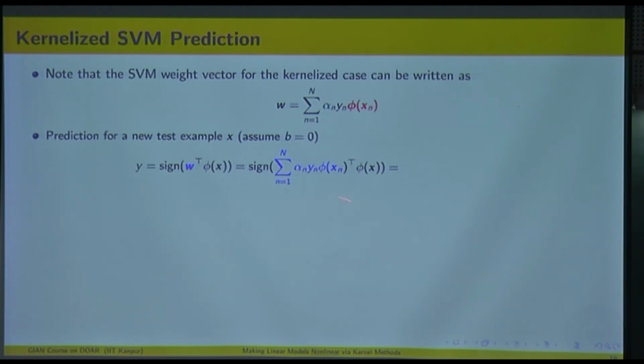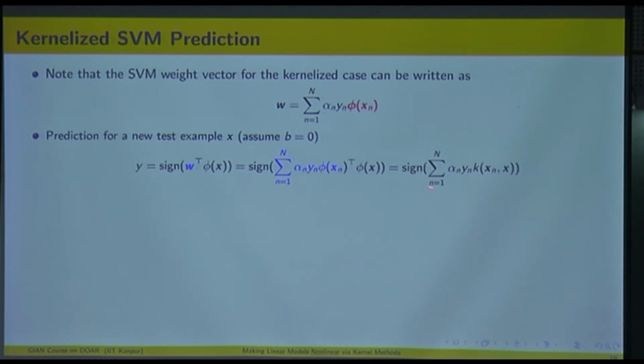Clear, right? So now this is not a problem, because all I have to do is compute the inner product of each of the training points. I just have to compute the inner product of phi of xn, where xn is one of the training points, with phi of x, where x is my test point. And each of these phi of xn transpose phi of x can be replaced by the kernel k of xn comma x.